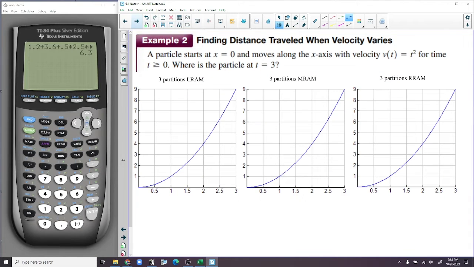Find the total distance traveled when velocity varies again. A particle starts at x equals 0 and moves along the x-axis with velocity t squared for time t greater than or equal to 0. Where's the particle at t equals 3? So we're going to use 3 rectangles, and we're going to use the left Riemann approximation method. So here's 1, 2, 3 rectangles.